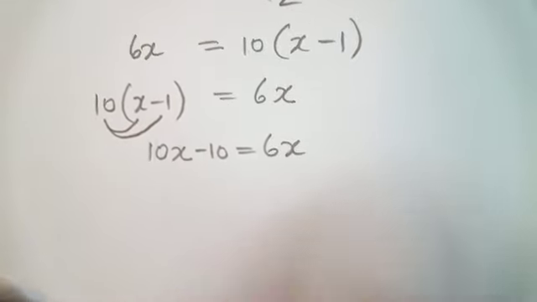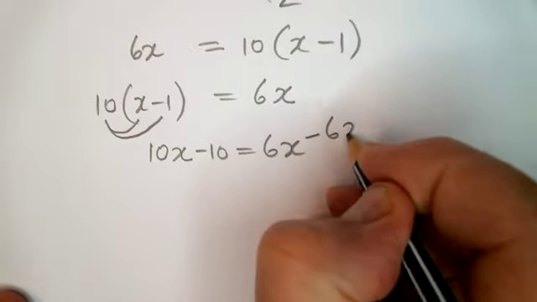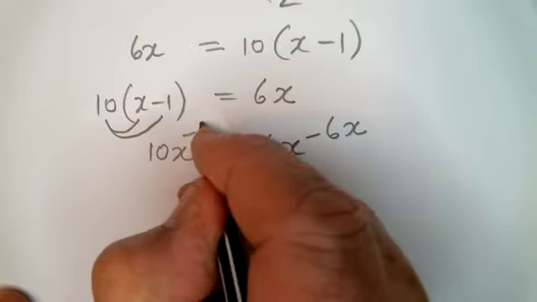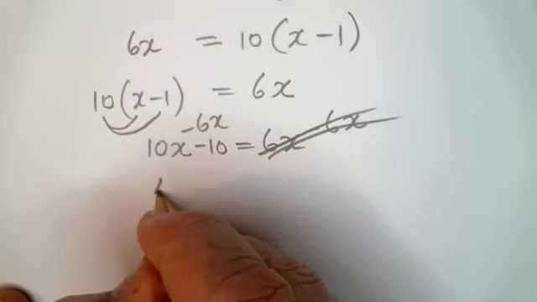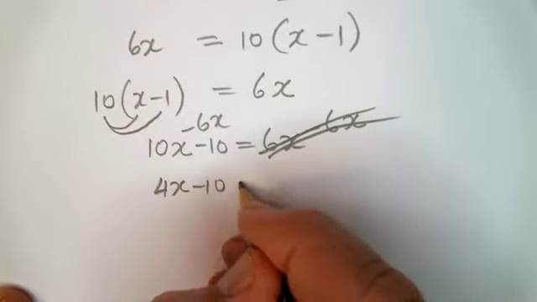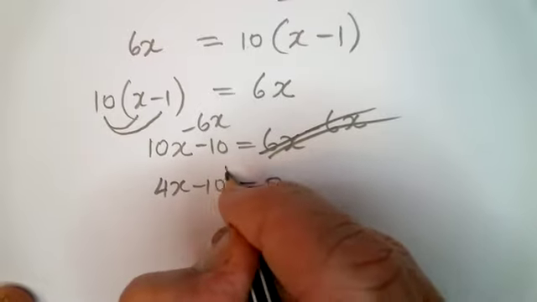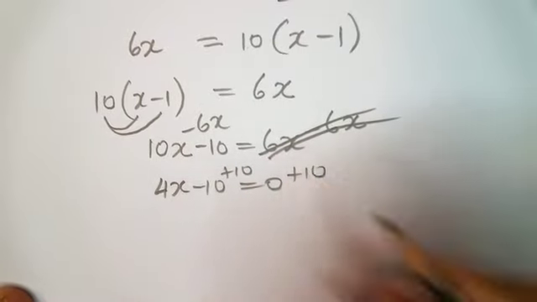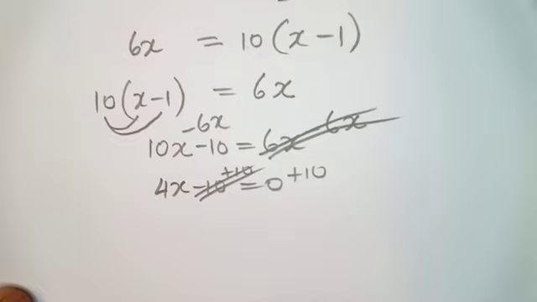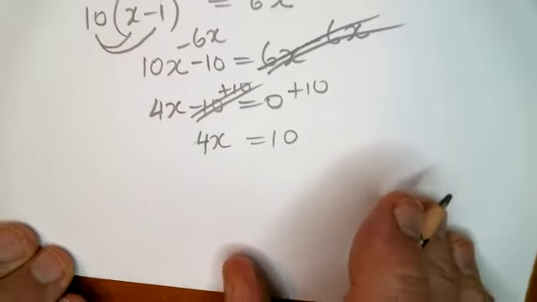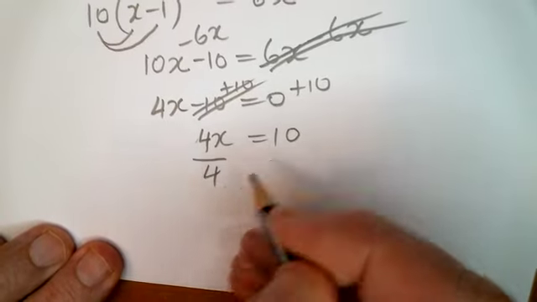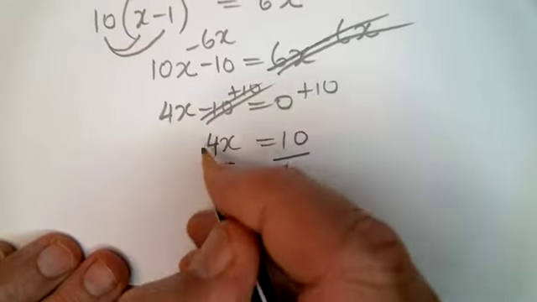So now I can go ahead and say, let's subtract 6x from both sides. Let's subtract 6x from both sides. So now I've got 4x minus 10 is equal to 0. I'm going to add 10 to both sides. There it is. Minus 10 and 10 is 0. And I've got 4x is equal to 10. Now I'm going to divide both sides by 4. Here we are, divide both sides by 4.